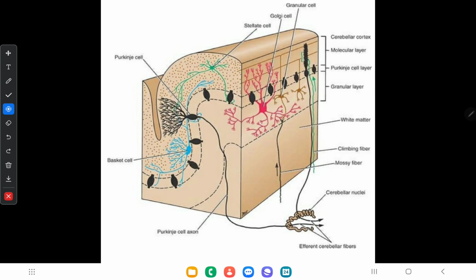Let's have a look at the structure of the cerebellum. The outer is the gray matter of the cerebellum and inner is the white matter. This outer gray matter is called the cerebellar cortex. Then in the inner white matter, intracerebellar nuclei can be seen. Cerebellar cortex is the gray matter and intracerebellar nuclei can be seen in white matter.